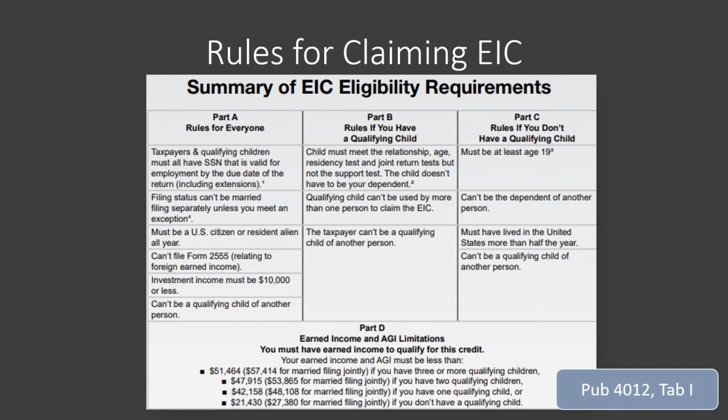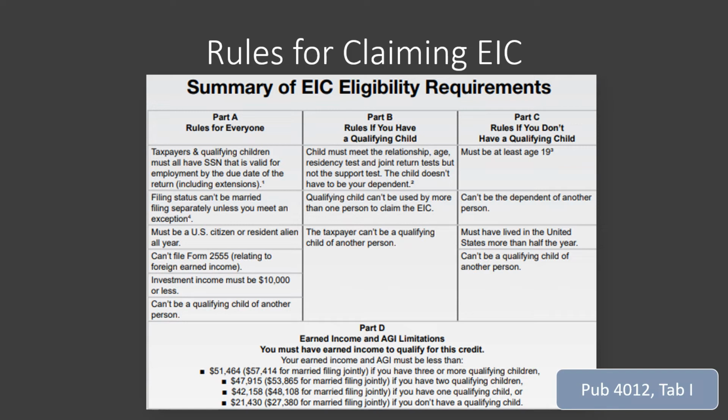Rules that are specifically for people who are claiming this that don't have a qualifying child. The taxpayer must be at least age 19. So this is a different thing for this year. It used to be age 24, but they've since lowered it, so now it's 19. The taxpayer can't be a dependent of another person. They need to have lived in the United States for more than half the year. And again, they cannot be the qualifying child of another person.